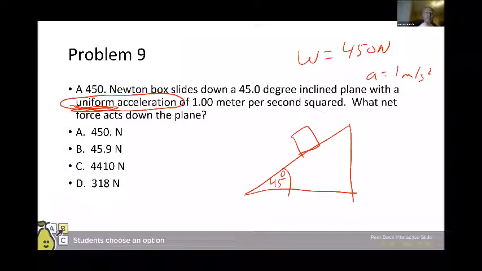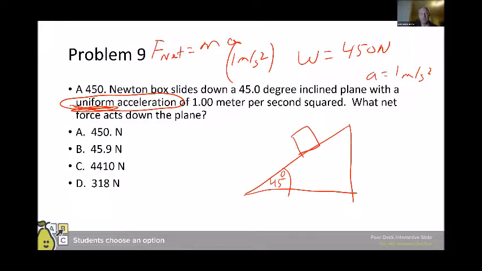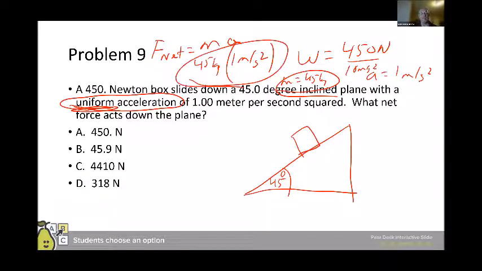Well, we know that the net force down the plane is equal to the mass of that box times the acceleration of that box. We really don't even need the picture to work this question out. The acceleration is 1 meter per second squared. Even though they don't give us the mass, they do give us the weight. So if we divide that weight by g, 10 meters per second squared, we get a mass of 45 kilograms. So 45 times 1, and our net force is 45 newtons. And again, I must have used 9.8, but our answer should be 45 newtons.